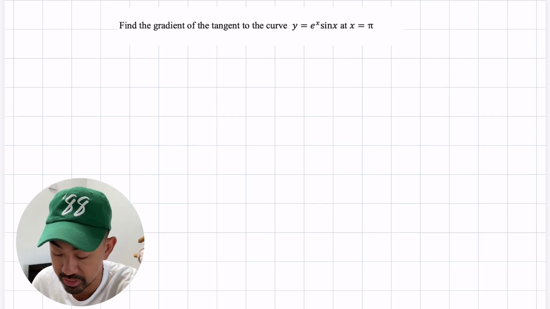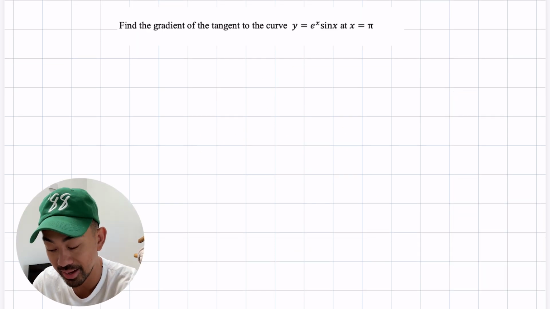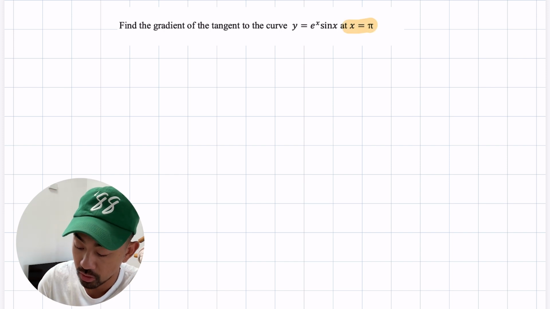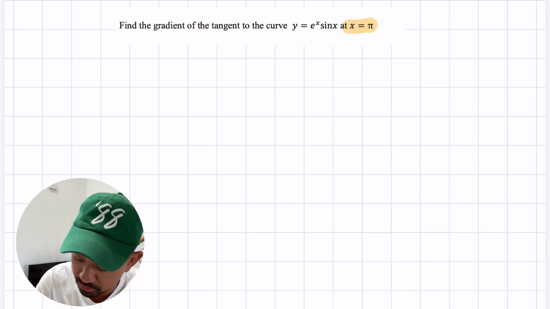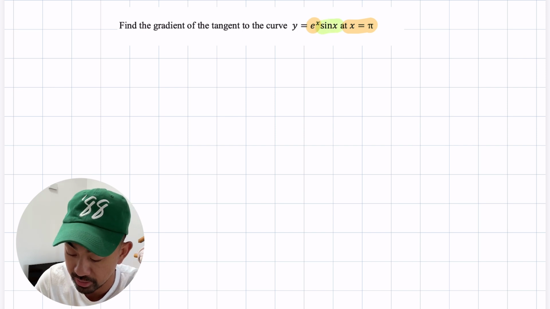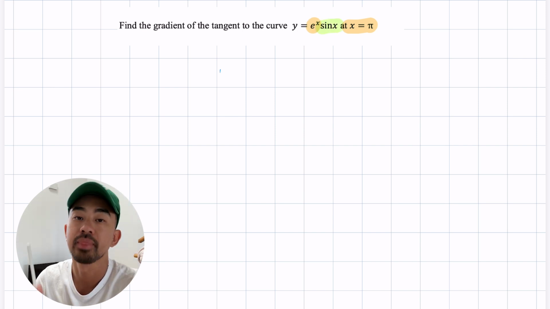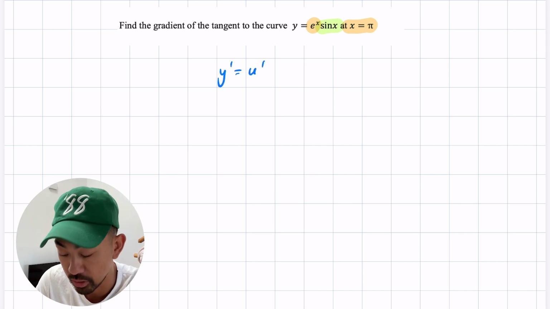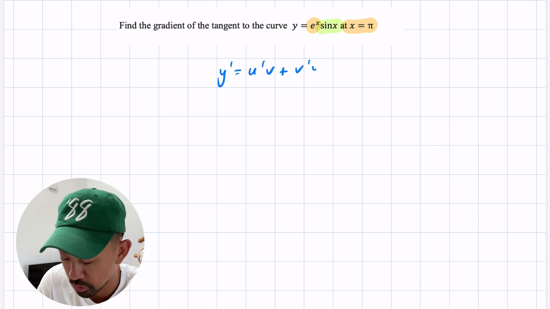Okay, let's look at this example here. So it's find the gradient of the tangent at the curve y is equal to e to the x sine x when x is equal to pi. Now, hopefully you can see that this function here is made up of two separate functions, so e to the x and sine x. That means we have to use the product rule. So y dash is equal to u dash v plus v dash u.